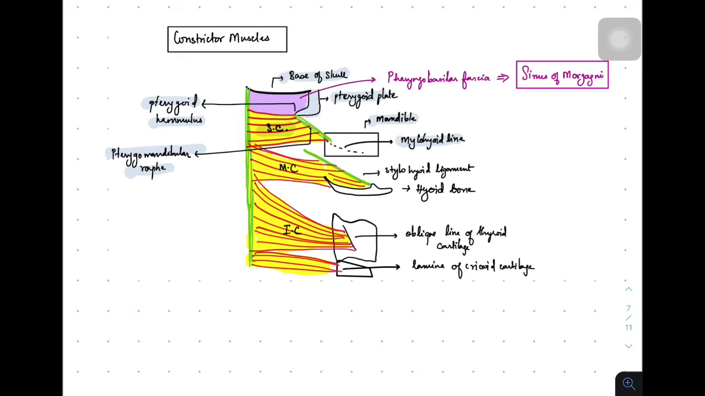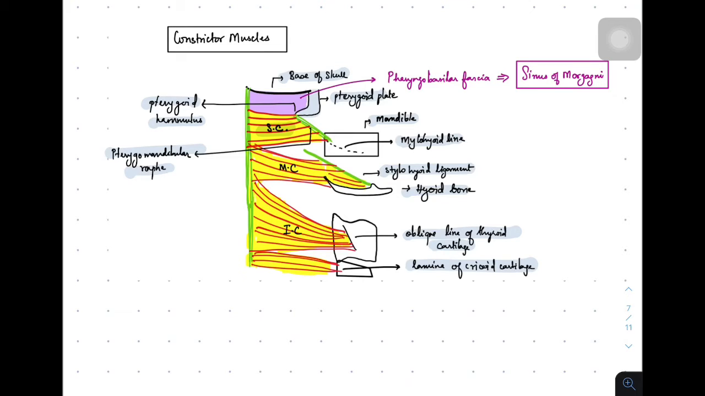Then the middle constrictor originates from stylohyoid ligament and hyoid bone, the greater cornu and the lesser cornu, and attaches to the pharyngeal raphe. Then we have the inferior constrictor, which is of two parts. Thyropharyngeus originates from the oblique line of thyroid cartilage on the posterior aspect. Then we have the lamina of cricoid cartilage giving rise to cricopharyngeus.